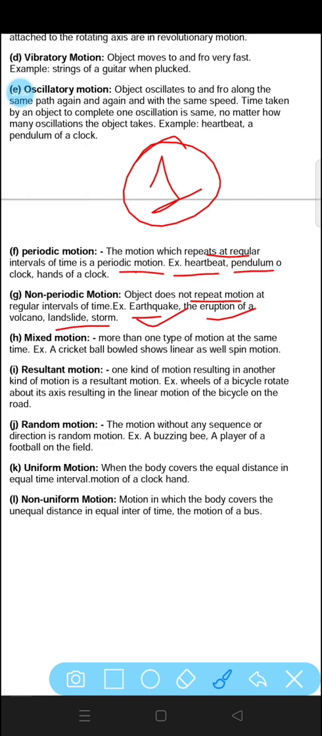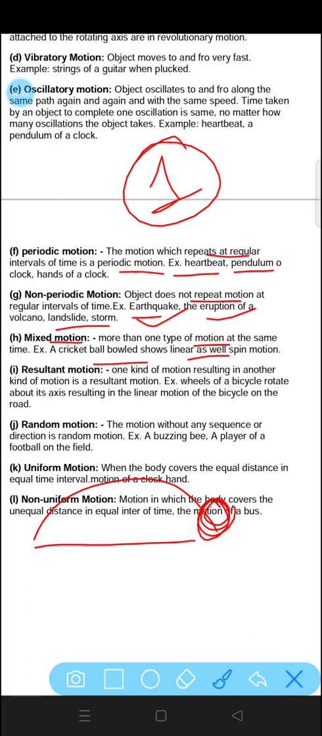Next one is mixed motion. More than one type of motion at the same time. For example, a cricket ball when bowled shows linear as well as spin motion. The ball thrown by the bowler shows linear motion. The ball will go straight and also spin. It will spin on its axis. So this is called mixed motion.